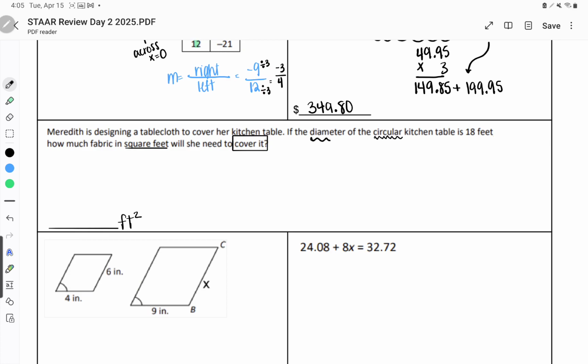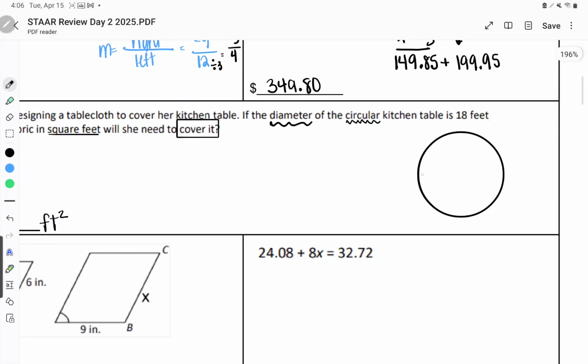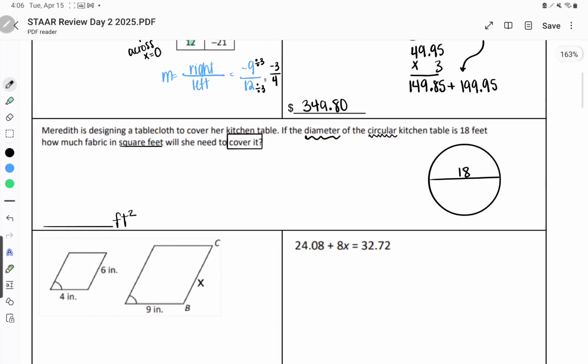The next one says Meredith is designing a tablecloth to cover her kitchen table. If the diameter of the circular kitchen table is 18 feet, how much fabric in square feet will she need to cover it? So I'm going to draw a picture of this. We have our circle, and it gives us a diameter, and diameter goes all the way across. So this right here is 18, and we want a tablecloth. Now, do tablecloths go around, or do they go all the way through? They go all the way through. So that means I'm looking for something that goes like this.